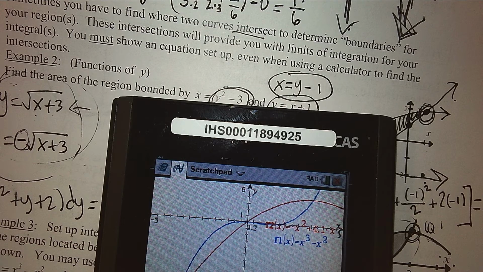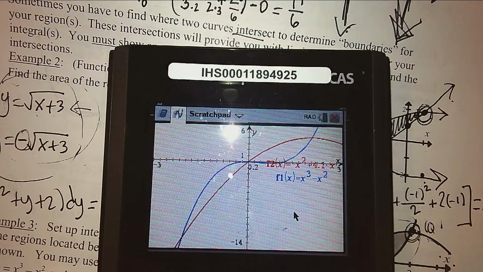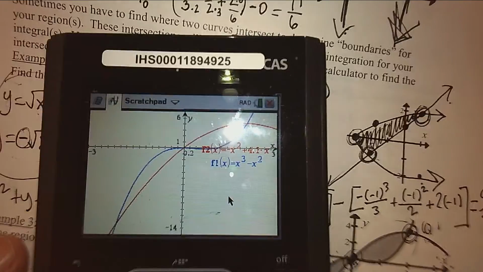All right, so can you see now the two graphs that we're able to do and how they match what we see?